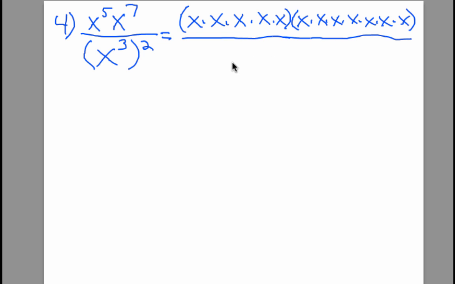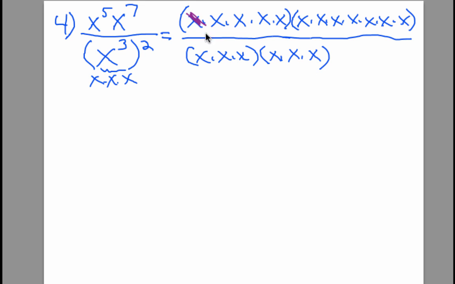In the denominator, you have x to the third power. That's x times itself 3 times, itself twice. So that gives us x times x times x, times itself again, x times x times x. Well, at this point, all you have to do is cross out.